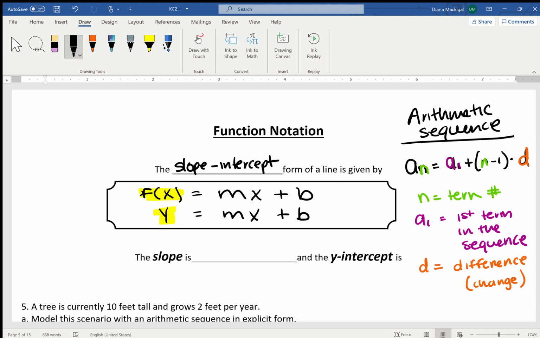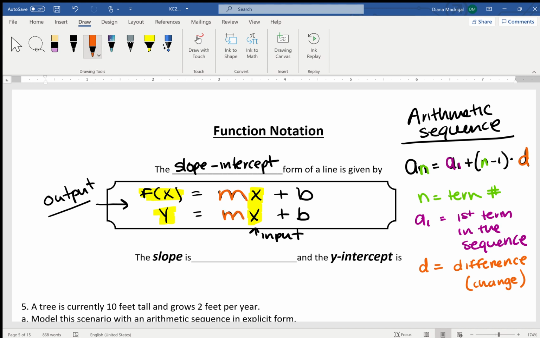Okay, and what does this f(x) and y represent? This means your output, your answer, right? Your final answer, your output. All right, the x represents your input. What are you putting in? So input. And the most important thing that we have to remember is m.